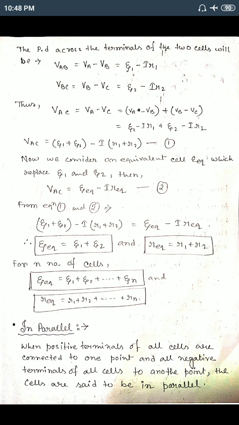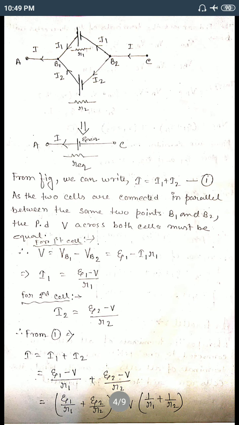Now parallel combination. You know that the parallel combination has two common points. So here also we have two common points. Two common points means, if we consider two cells, then the positive terminals of the two cells are connected to a single point, and the negative terminals of those two cells are connected to another terminal point. So these two cells have two common points. This type of arrangement is called parallel combination, you see in this figure.